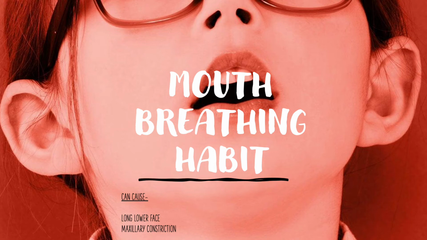Either way, if the child continues to breathe through the mouth, it will cause the lower face to elongate, because when the child is mouth breathing, obviously the mouth is open because the lower jaw is lying down. Because the lower jaw is lying down, it means it is rotated backwards. Because it is rotated backwards, the lower face length is elongated. The second thing that it does is maxillary constriction. That means the upper jaw is reduced in width.